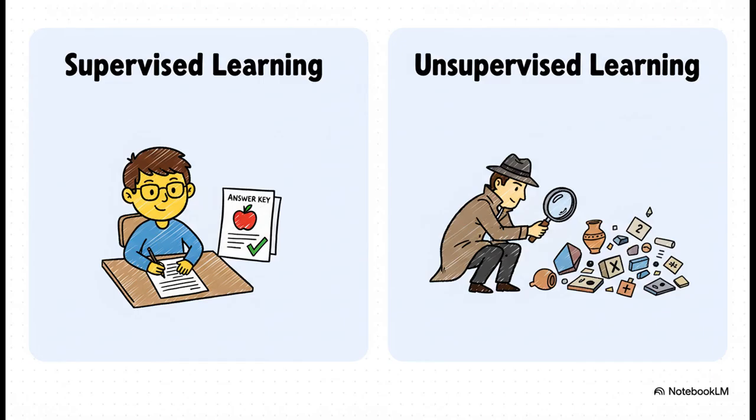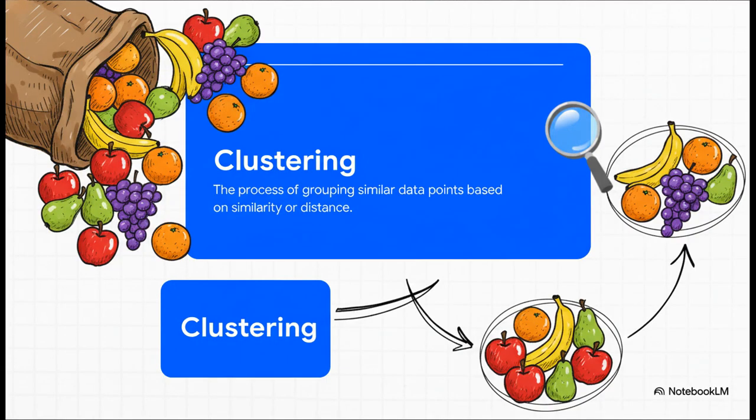It's like the difference between studying with a practice test that has all the answers in the back versus being handed a giant box of old photos and being told to sort them into family groups. Now, the most common thing you do with unsupervised learning is something called clustering. Imagine someone just dumps a huge bag of mixed fruit on your table. Your job is to sort it out. Even if you have no idea what an apple or a banana is, you just naturally start grouping them, right? By color, by shape, by size. That's exactly what clustering is, finding the natural groups that exist in the data.